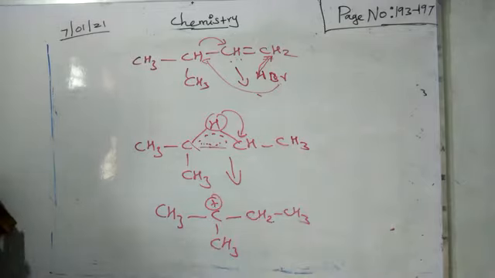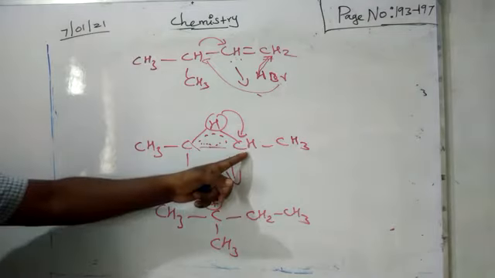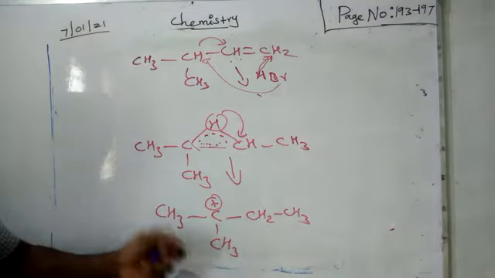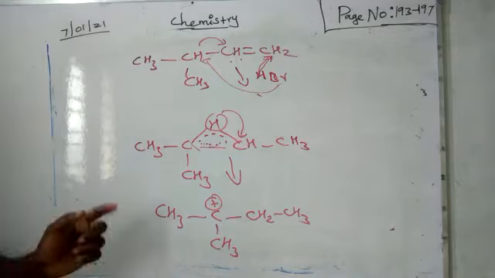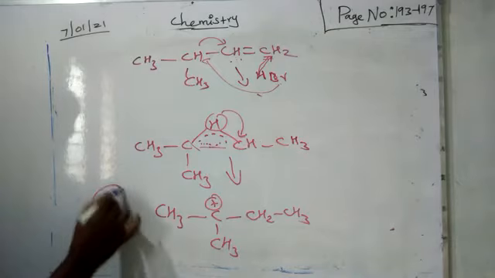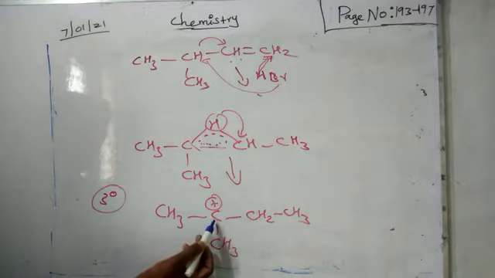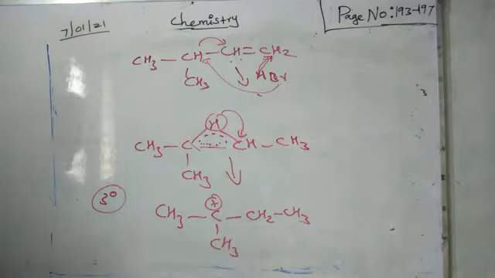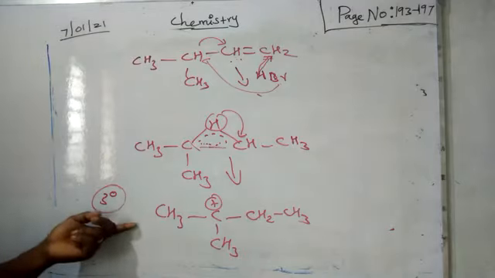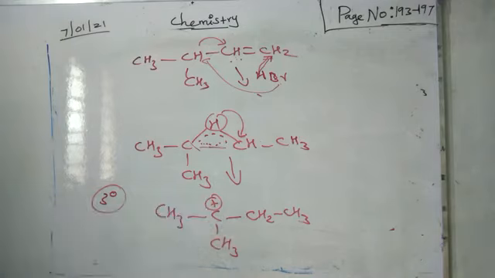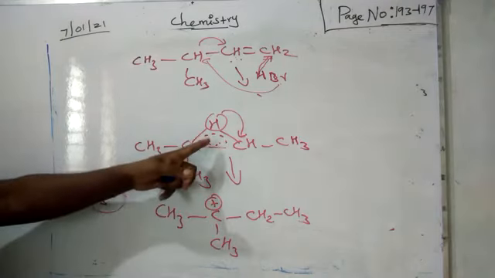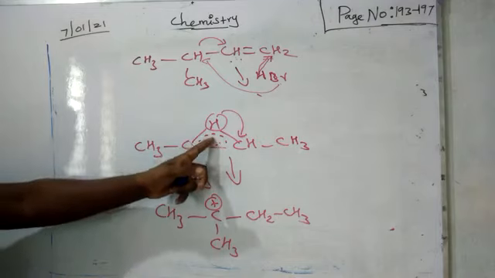If you compare the stability of secondary carbocation and tertiary carbocation, which one is more stable? Tertiary carbocation. Why am I saying that it is a tertiary carbocation? It is the carbon with a positive charge which does not have any hydrogen. So we can say tertiary carbon. So this tertiary carbocation has more stability. Because of that, the rearrangement takes place.